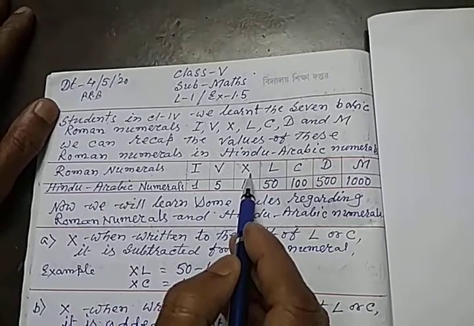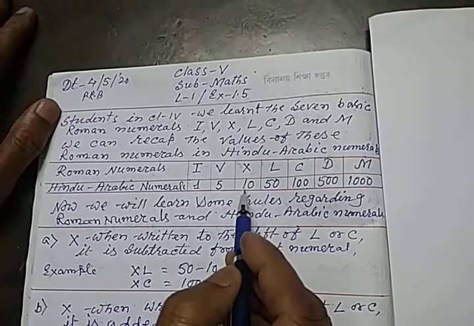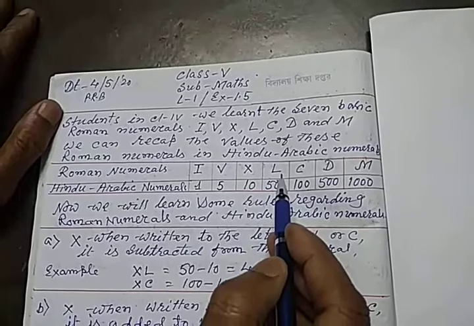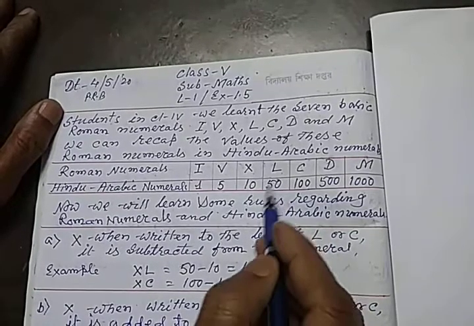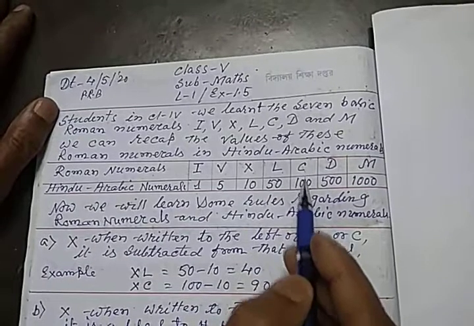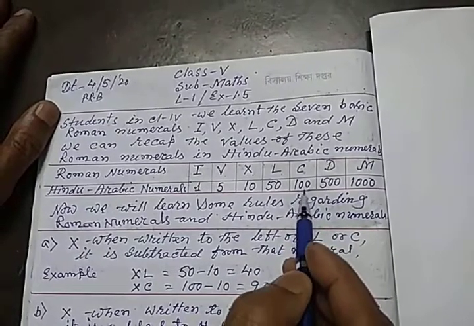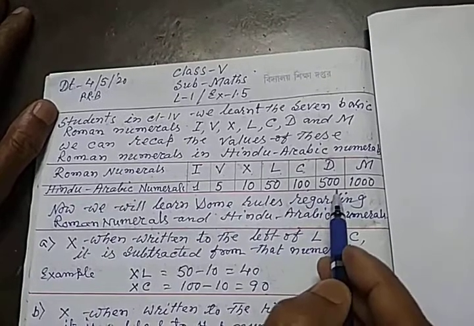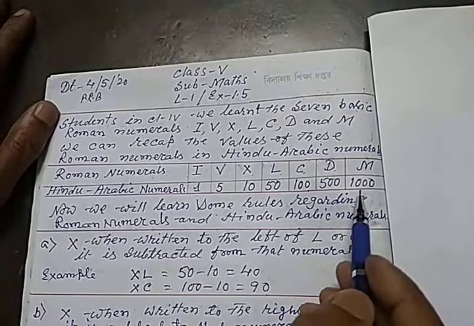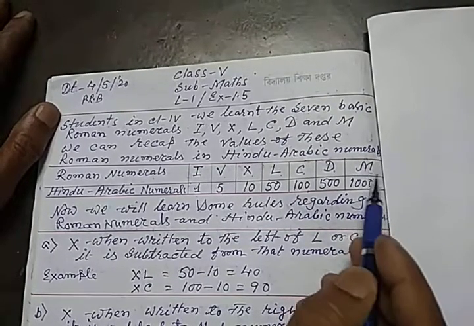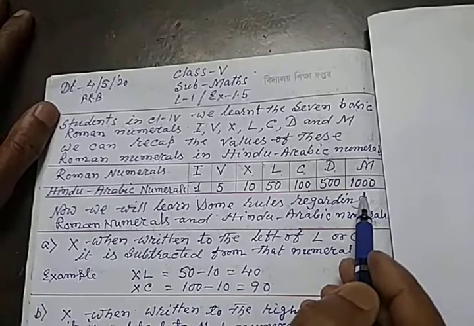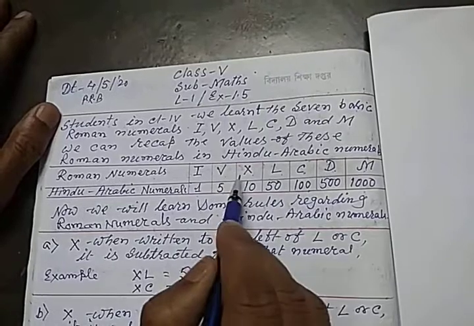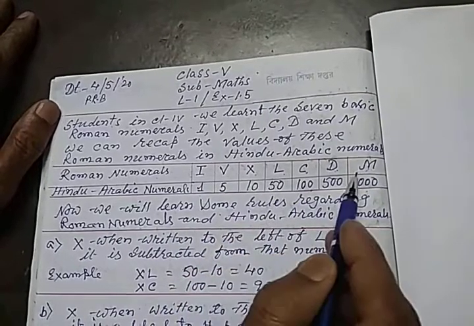This is X. We all know that in Hindu Arabic number, this value is equal to 10. Here is L, whose value in Hindu Arabic numerals is 50. And similarly, C is a Roman numeral and its value is 100. D is a Roman numeral and its value is 500. M is the last Roman numeral, whose value is 1000. That means I, V, X, L, C, D, M, these 7 are the basic numerals used by the Romans.